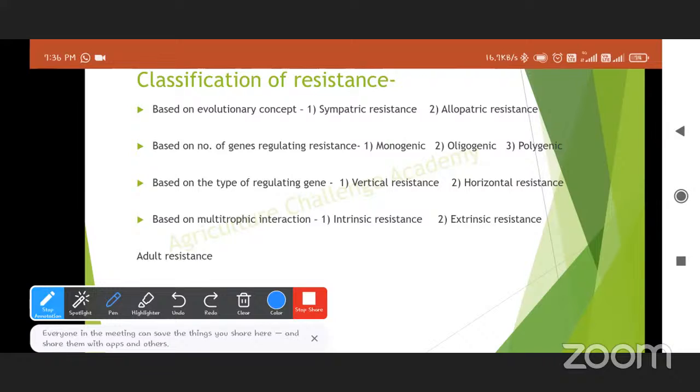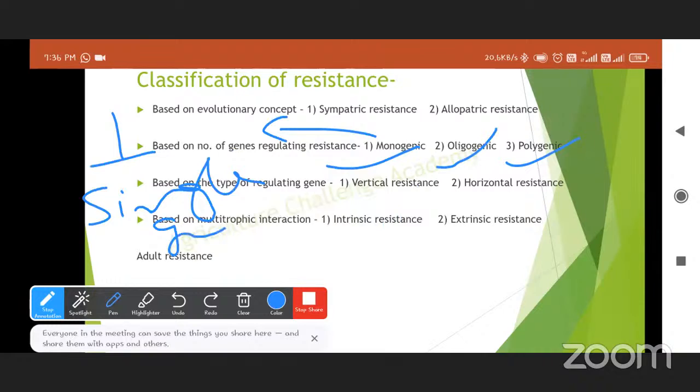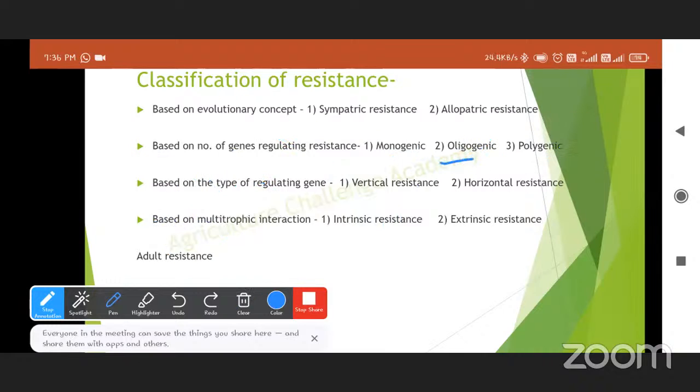It means how many genes are regulating the resistance in the plant. The first one is monogenic, the second one is oligogenic, and the third one is polygenic. Monogenic, as the name suggests, mono means one, so it is governed by a single gene. Oligogenic, oligo means few, so oligogenic resistance will be governed by few genes. And in polygenic, a lot of genes will be governing the resistance, and the effects of many genes will combine together for imparting the resistance.